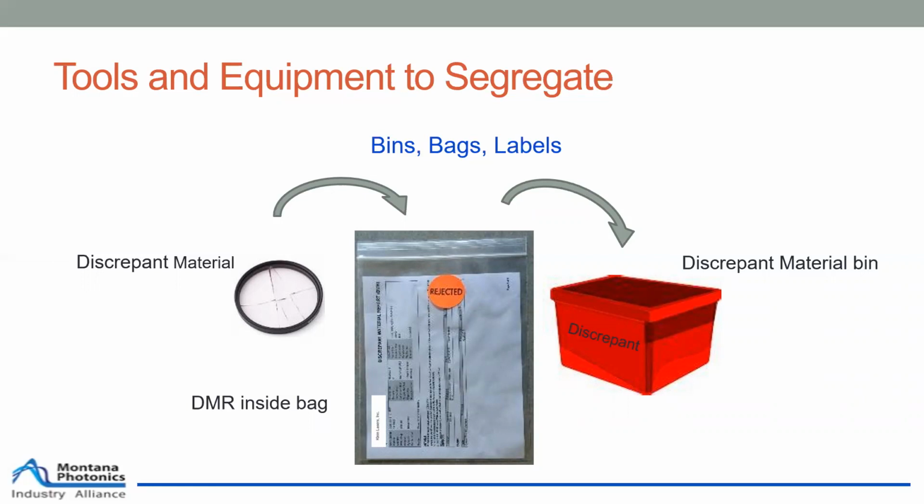After you've completed a DMR form, you can place it in the bag with the part. Now the part is clearly identified as discrepant. You know exactly what the part is, and it has the associated information that will make it easier for those who have to evaluate it. Place the bag with the part and the DMR into a clearly marked bin. This bin ensures that the part is segregated away from good parts. The bin can collect all of the bad parts and be presented to the evaluation step of the process.